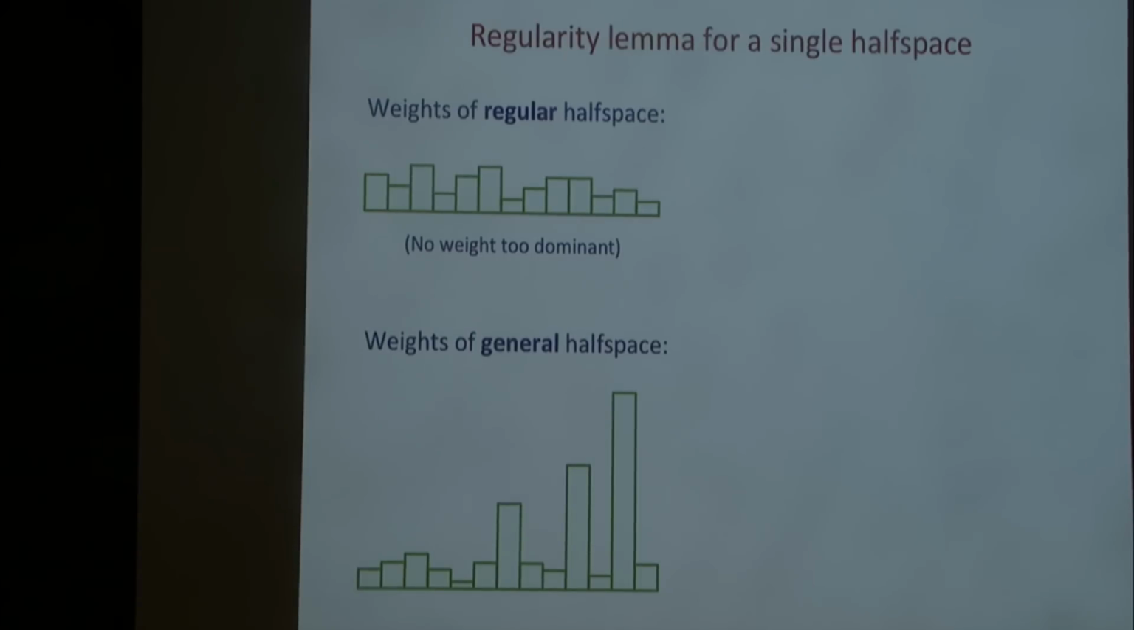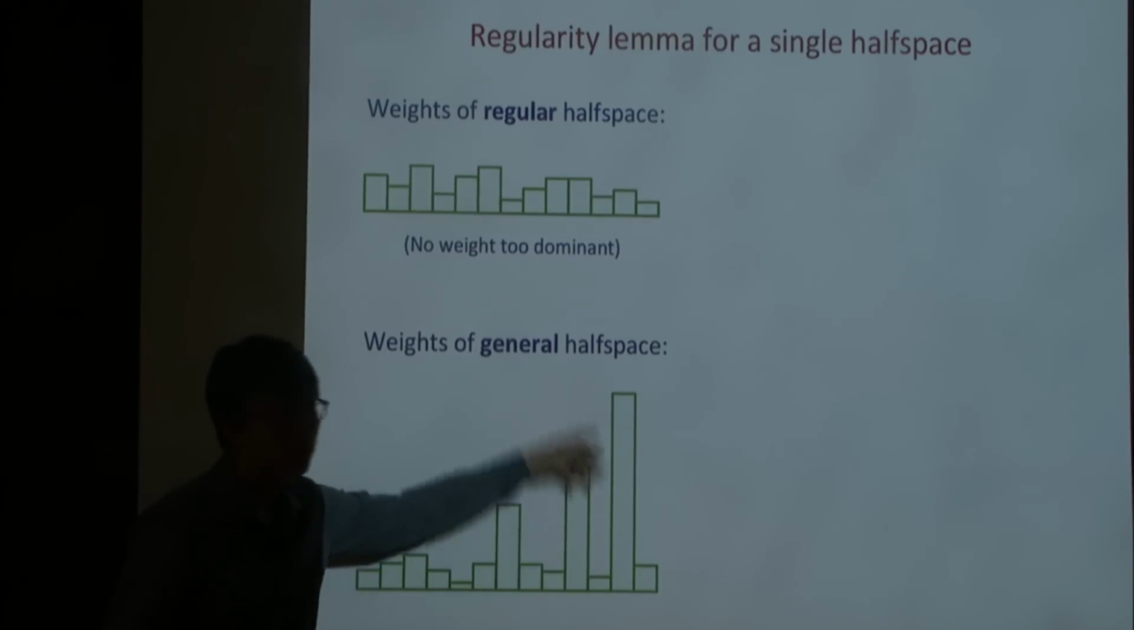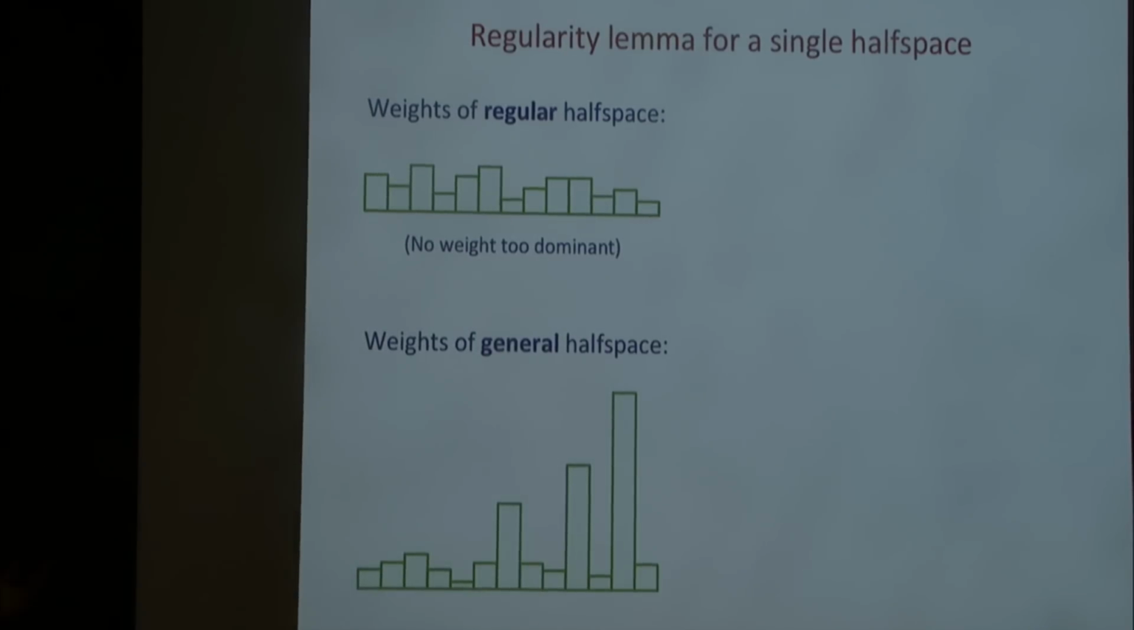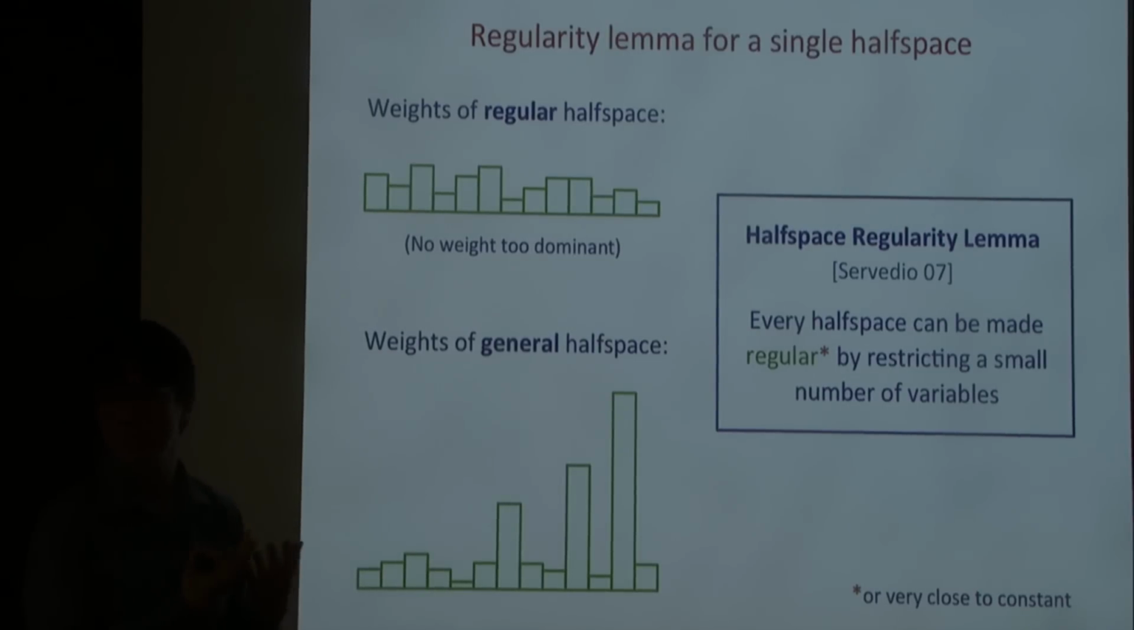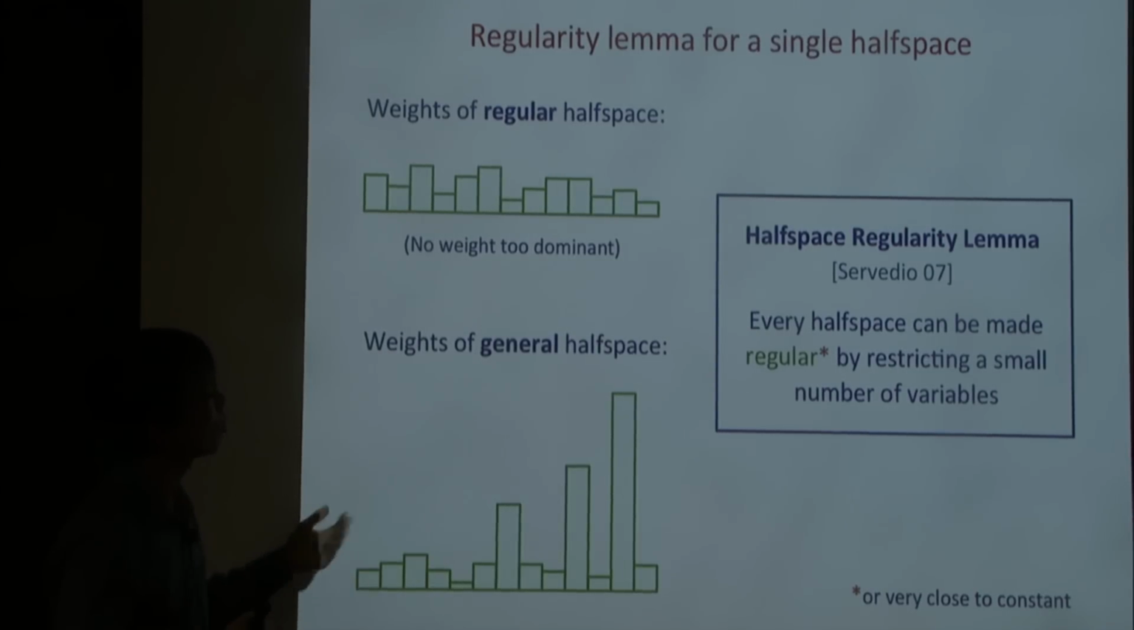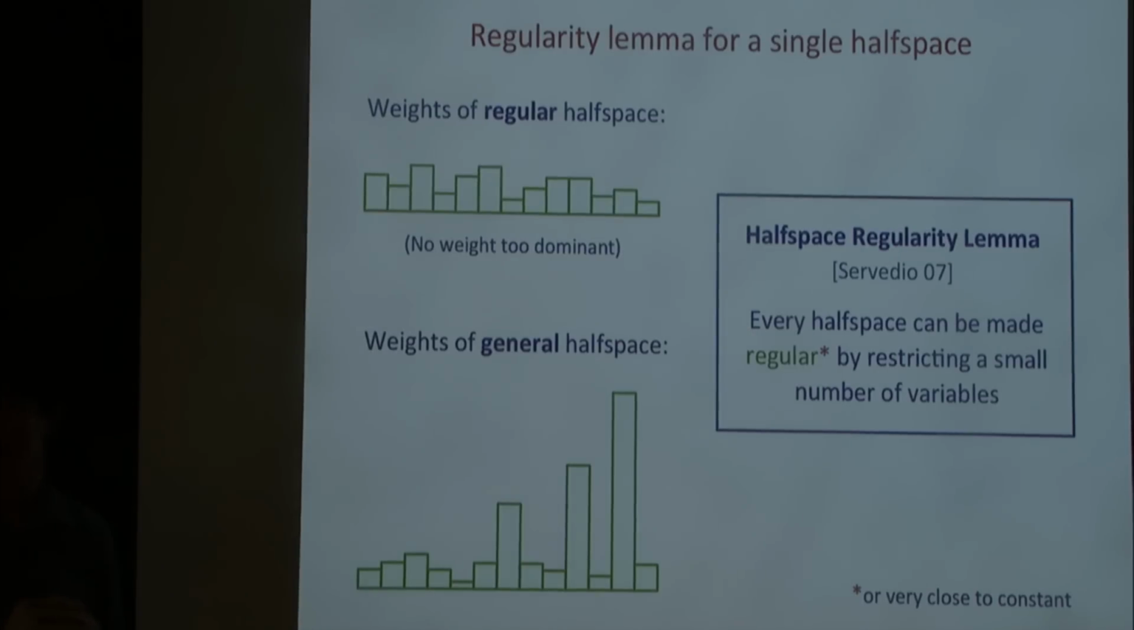However, the weights of a general half space can be spiky. Xn minus 1 can have huge weight. So here, this is just a single half space. A very useful lemma in this context is a lemma of Rocco, showing that every half space like this can be made regular by restricting only a very small set of variables.